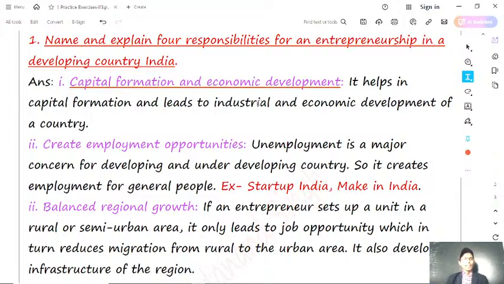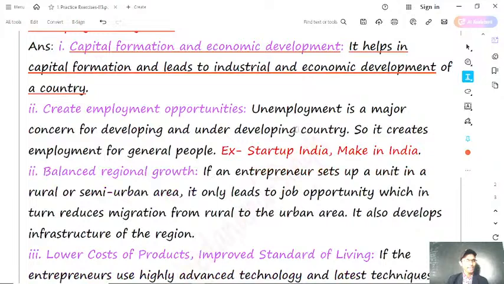See, here it helps in capital formation and leads to industrial and economic development of a country. Generally, what happens? Capital formation and economic development. How is it formed? It leads to industrial development and economic development also leads from this entrepreneurship. Second is create employment opportunity. Generally, what happens? It creates employment opportunity.